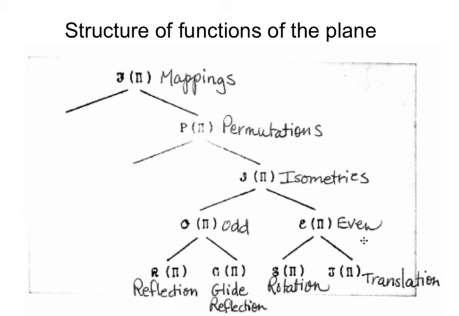Under the even number of reflections, I have rotations and translations. Remember, a rotation is formed by the reflection over two different lines that intersect. A translation is achieved by reflecting over a set of parallel lines. Under odd isometries, the two that we've seen are reflection and glide reflection. Remember, odd isometries reverse circular orientation, while even isometries preserve circular orientation.